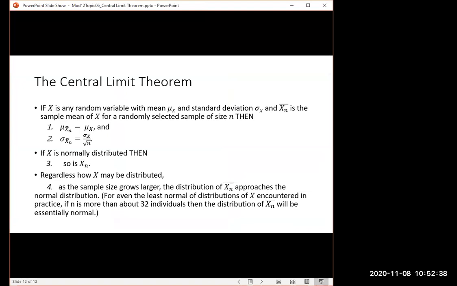So what the central limit theorem says, it comes in 3 parts, and if x is any random variable with a given mean and standard deviation, we can say 2 things about the distribution of the sample mean. We can say first that the mean of all the sample means is the same as the mean of the original variable. Second, the standard deviation of the sample means is not the same as the standard deviation of the original variable. It's smaller, and you get it by dividing by the square root of n.